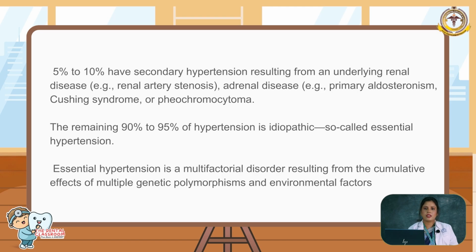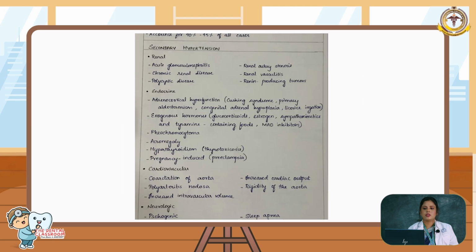What is it? It is the result of an underlying disease. It can be a disease of your renal system or adrenal disease or other systemic diseases. Example of renal disease will be your renal artery stenosis. Example of adrenal disease will be your Cushing syndrome or pheochromocytoma. As you know, pheochromocytoma is a benign tumor of the adrenal glands. So this table shows us the causes of secondary hypertension. Broadly, it is classified into renal, endocrine, cardiovascular causes and neurological causes.